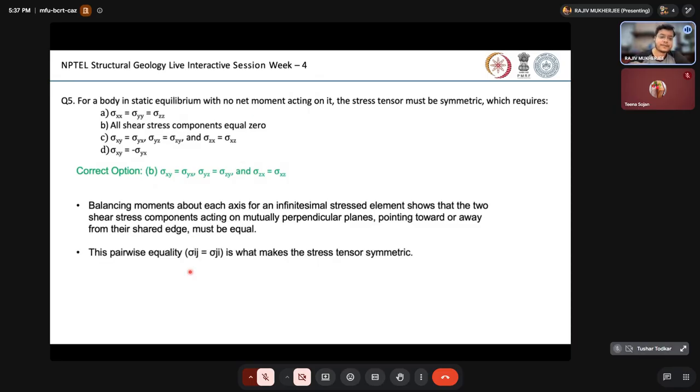And this pairwise equality, that means sigma ij is equal to sigma ji, is what makes the stress tensor symmetric. So if we add some component that has opposite directions, the stress tensor will not remain symmetric, and as a consequence of that asymmetry, it will start to rotate, right? And this symmetry, of course, reduces the stress tensor, the 3 by 3 matrix, into 6 independent components that I already said in the last question as well.